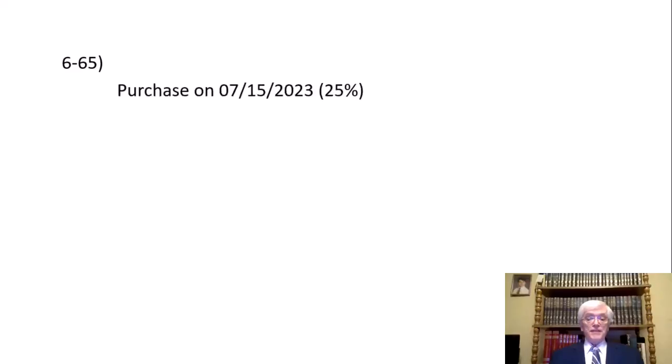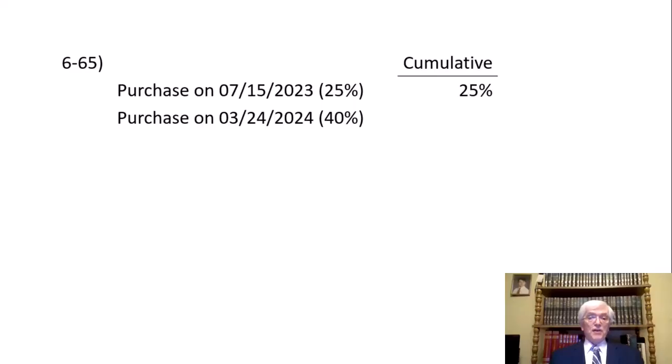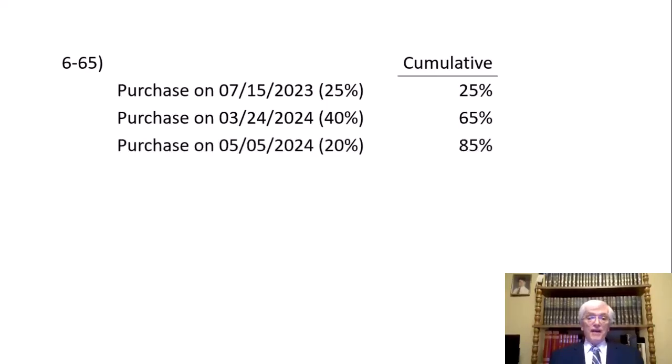So we saw that July 15th, 2023 was the first purchase, and that's 25% of the total outstanding shares. So at this point, cumulatively, we have 25%. Then it went on. I stopped reading at this point, and they purchased an additional 40% on March 24th, 2024. So 40%, now we're up to cumulative 65%. Remember, we got to get to 80. On May 5th, 2024, we purchased an additional 20%. Now we're at 85.